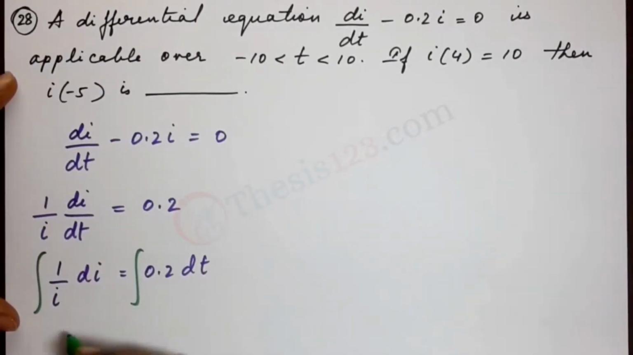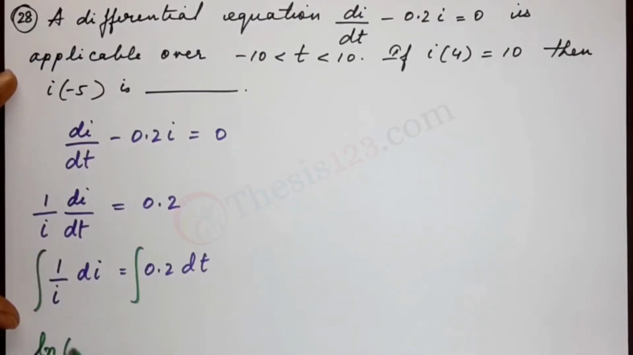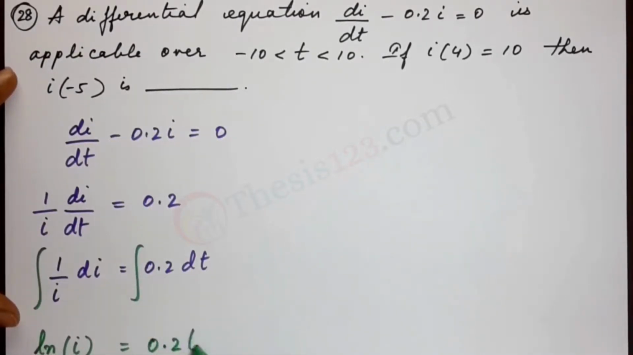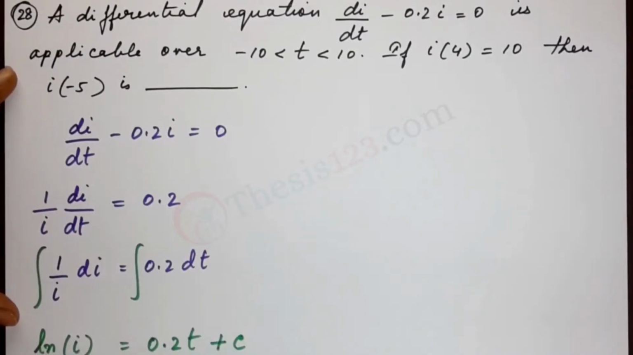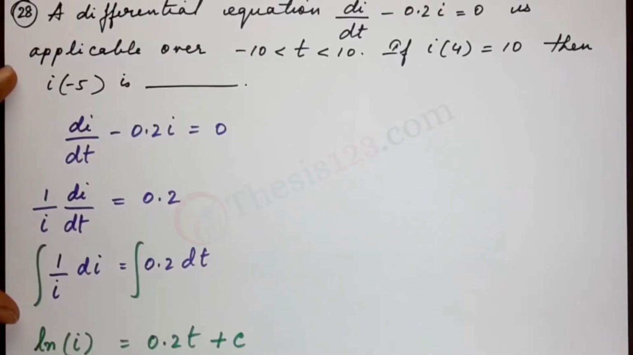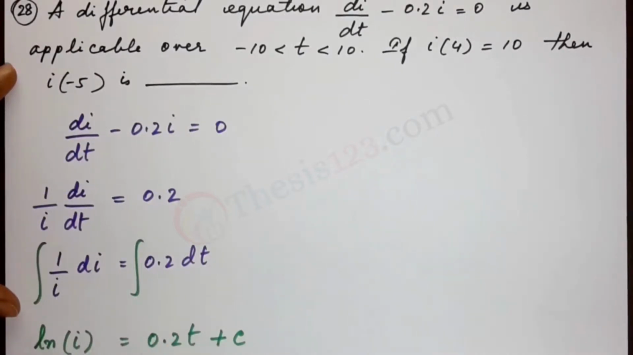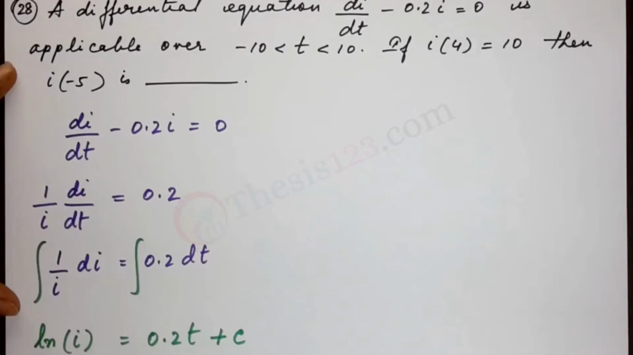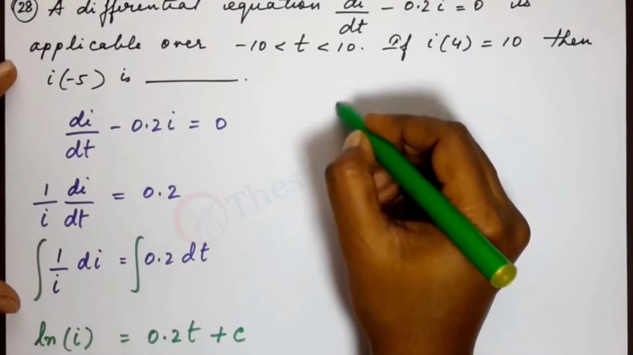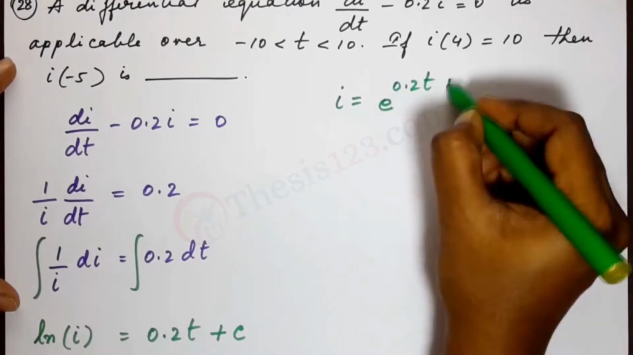Integrating on both sides, we will arrive at the integral of 1 by I is ln of I is equal to the integration of a constant, 0.2t plus some constant c. Okay, now we need the equation for I, so let's apply anti-log, or an exponential expression, on both sides. So when we do that, we would arrive at I is equal to e to the power 0.2t plus c.